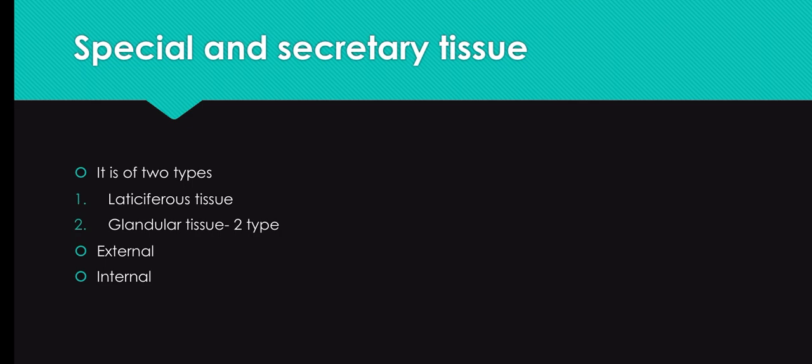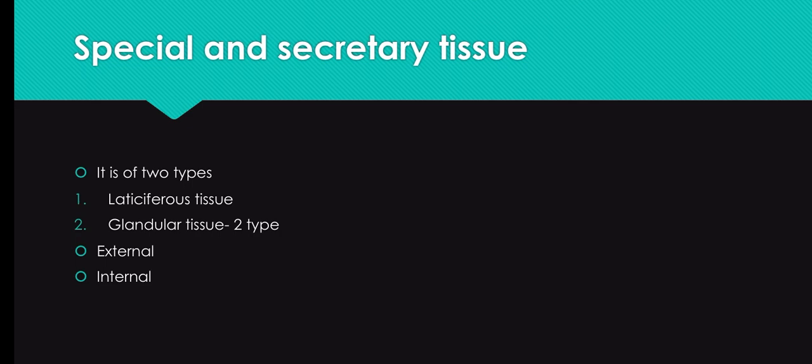Next is special and secretory tissue. It is of two types, that is laticiferous tissue and glandular tissue. Glandular tissue are also two types. So first we will discuss about the laticiferous tissue. Laticiferous tissue made up of thin-walled, elongated, branched and multinucleate structures that contain colorless, milky or yellow colored juice called latex.